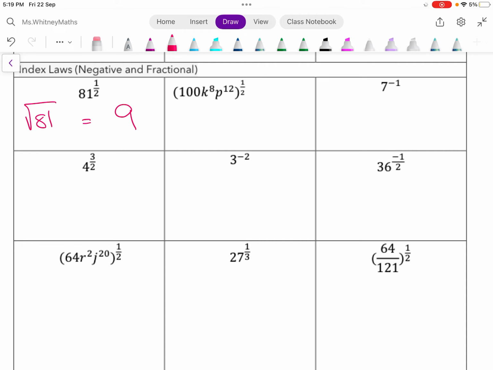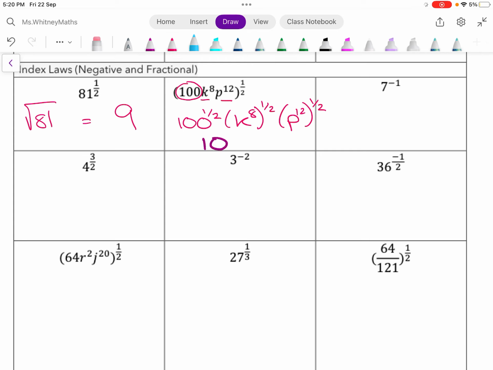Now for the next one, we're actually doing the square root of the 100. And then the other two values, I'm actually going to write them in a bracket to help you see how we do this. So we have 100 to the half. We have k to the 8 to the half. And we also have p to the 12 to the half. Now this just helps remind us of our other index laws that we know. So this means square root of 100, so that becomes 10.